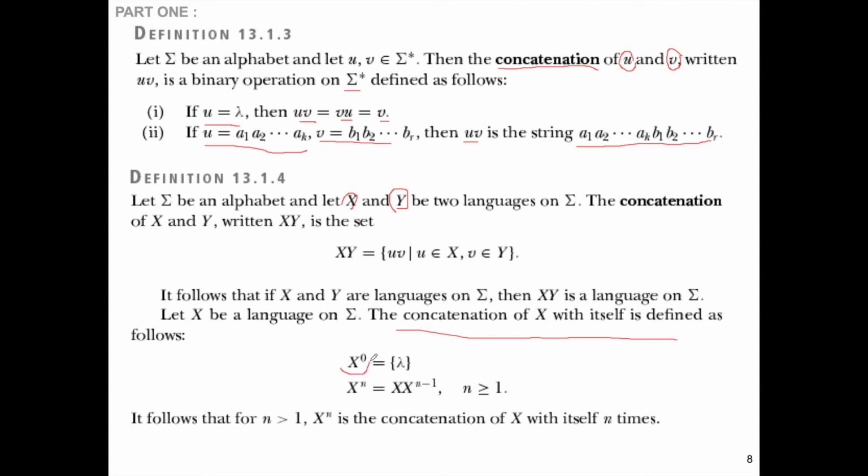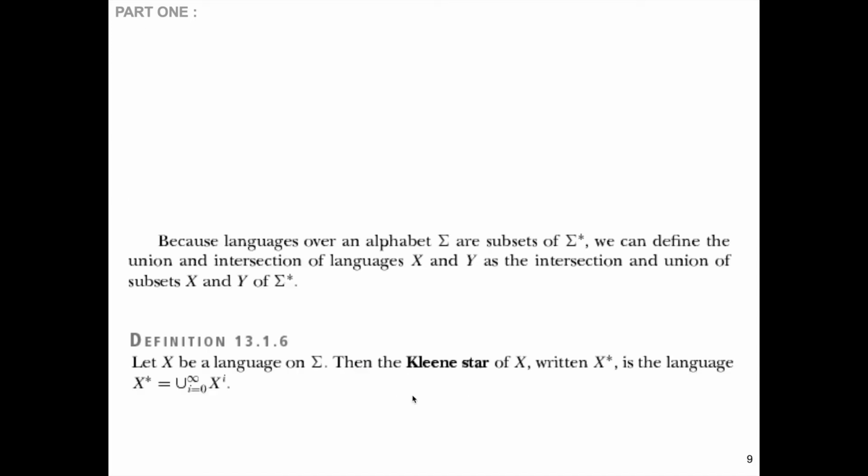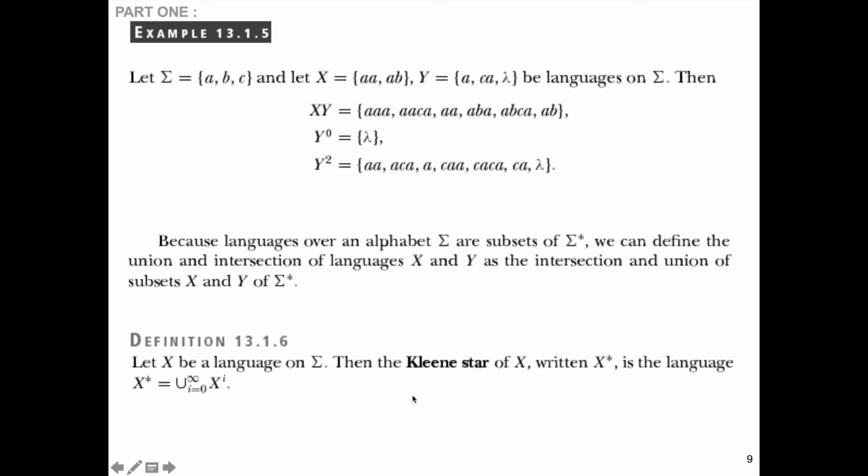So here we have the concatenation of X with itself. If we have X to the power 0, then it means lambda. If there is X to the power n, then it is X concatenated with the elements of X to the power n minus 1.